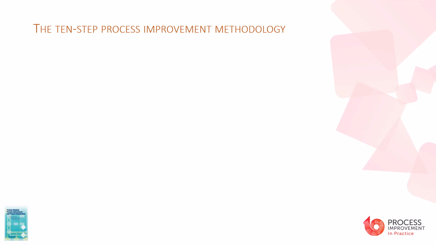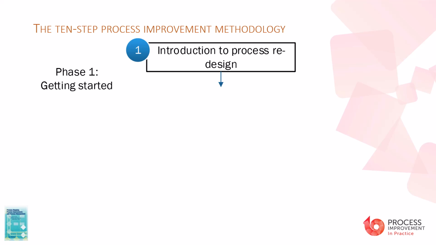The 10-step process improvement methodology consists of 10 steps spread over 4 phases. It starts with the getting started phase that consists of 2 steps. In the introduction to process redesign step, the project is scoped by drawing a macro flowchart of the selected process. The objectives are defined, and the management commits to these objectives and communicates this commitment to the entire team and stakeholders.